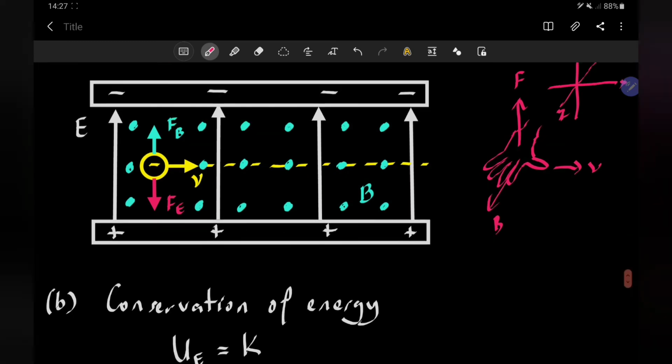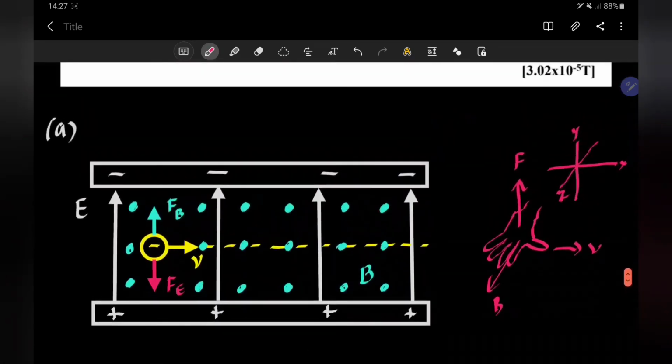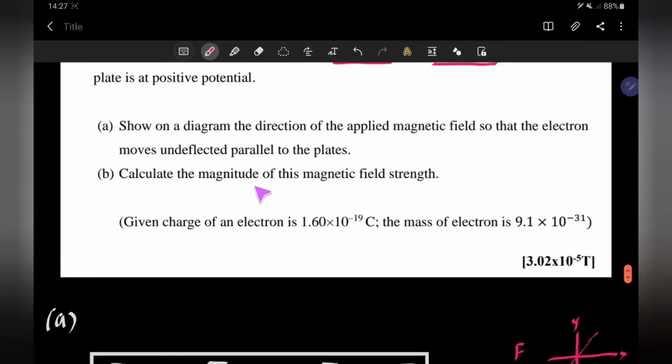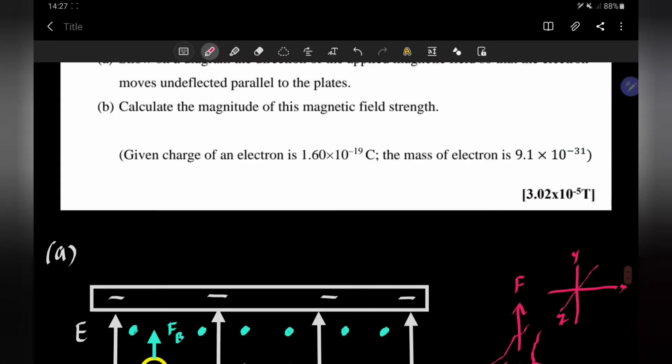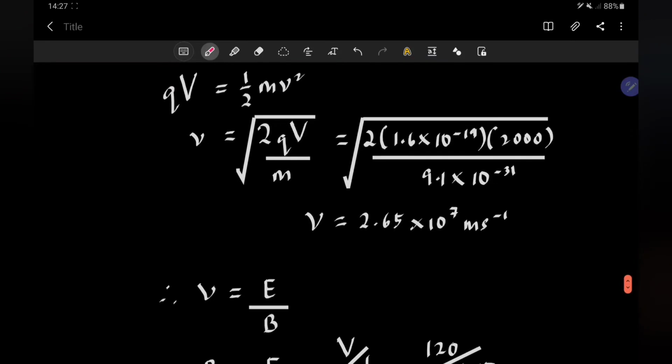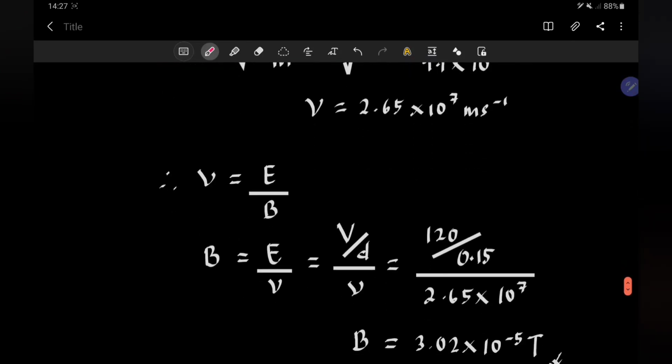Alright, for the second question, they ask you to calculate the magnitude of this magnetic field strength. To calculate the magnetic field strength, use V equals E over B. In a velocity selector, V equals E over B, so B equals E over V. E equals V over d, where V is the potential between plates and d is the separation between plates. Given already. But now the speed is not given here, so we need to calculate the speed first.